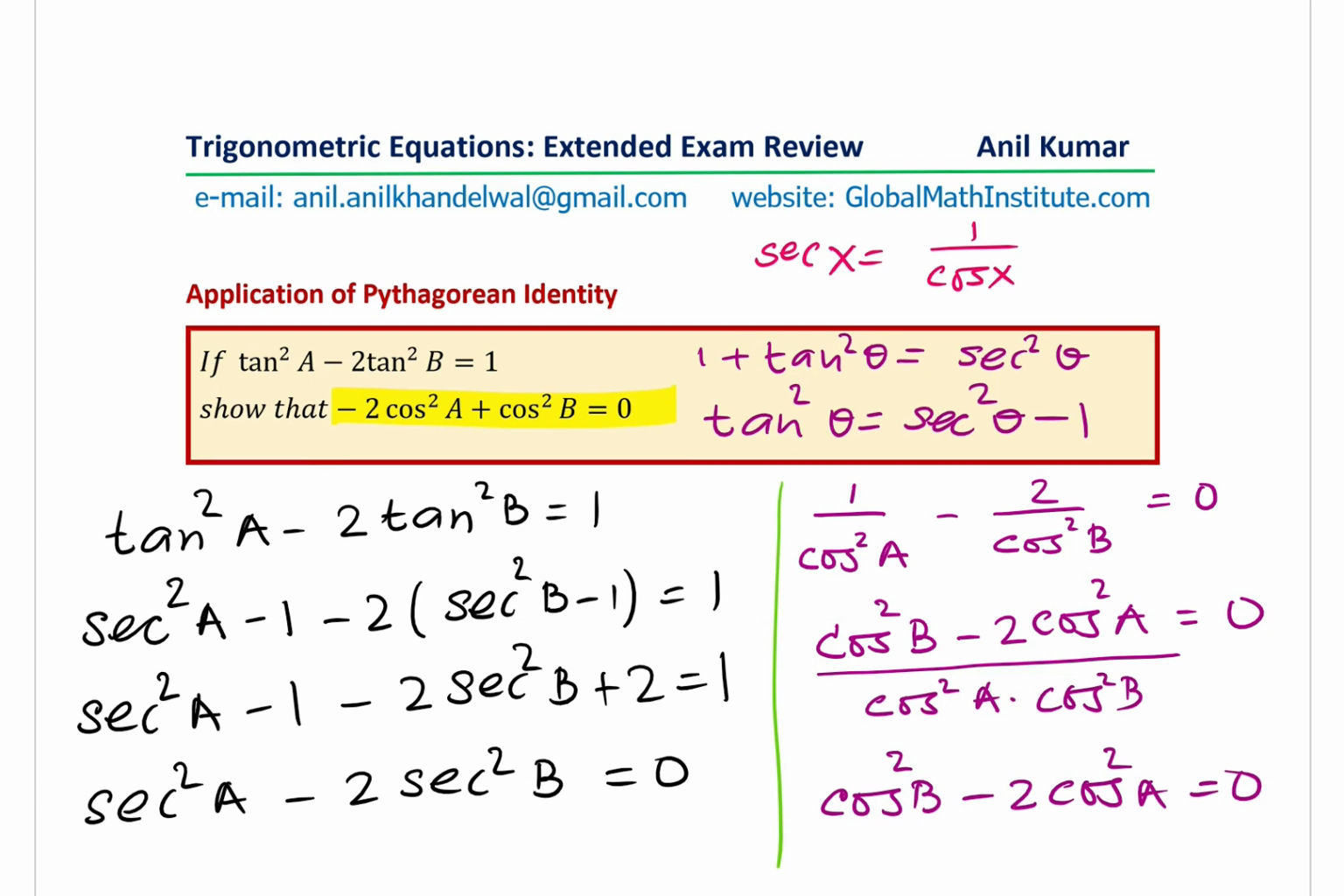Perfect. So you could rewrite it as minus 2 cos square A plus cos square B equals to 0. So I hope you have understood the steps in which we can do such questions.